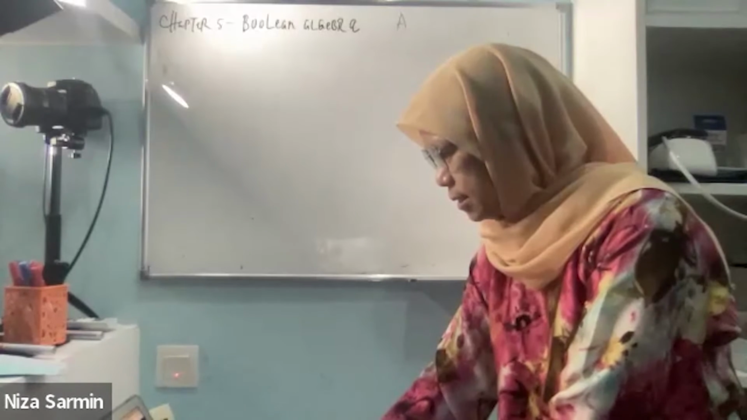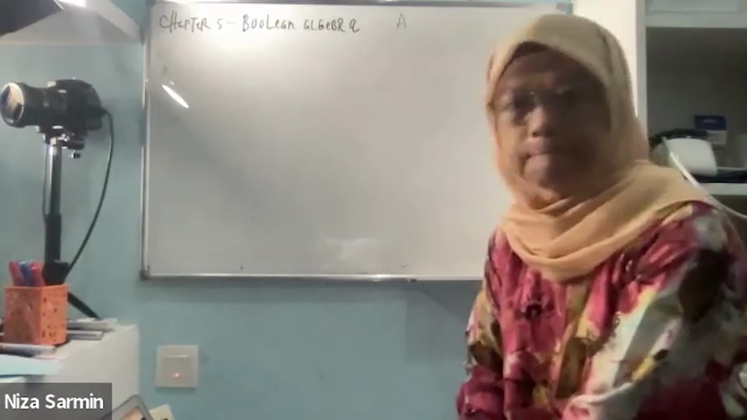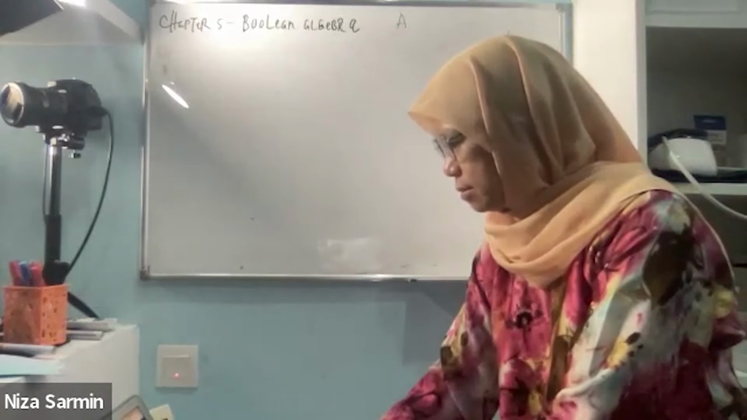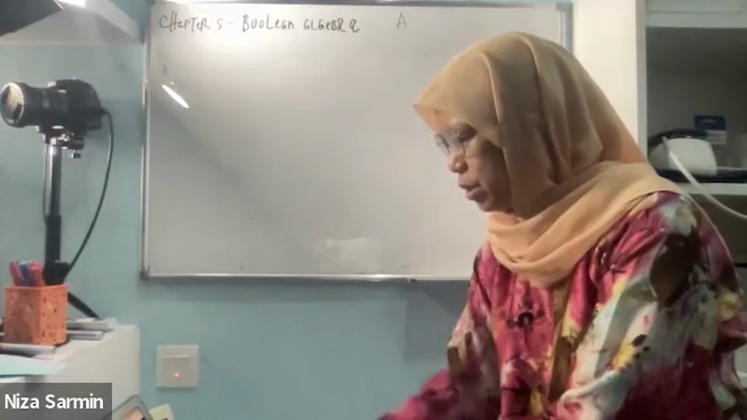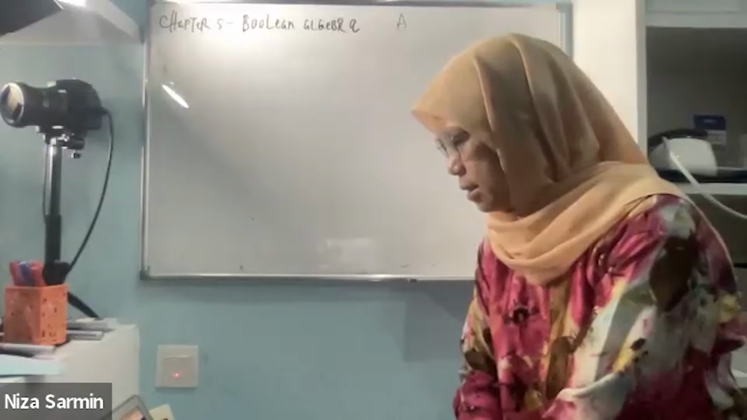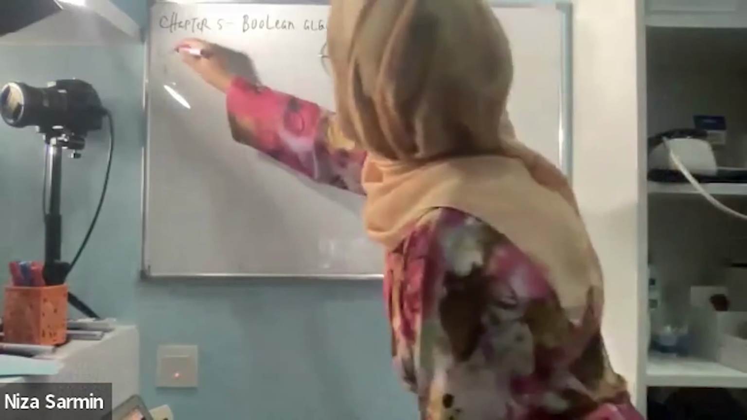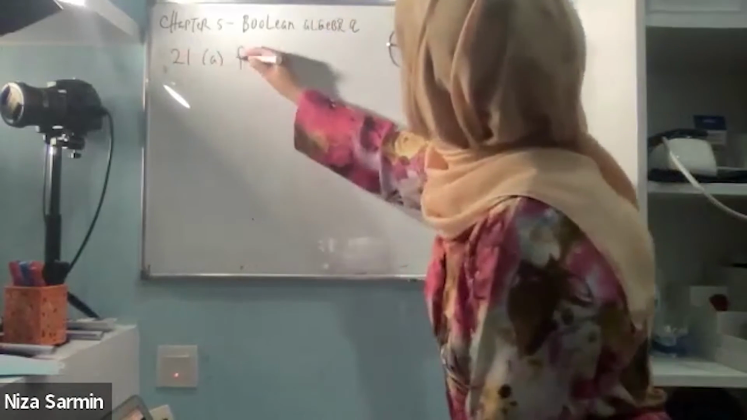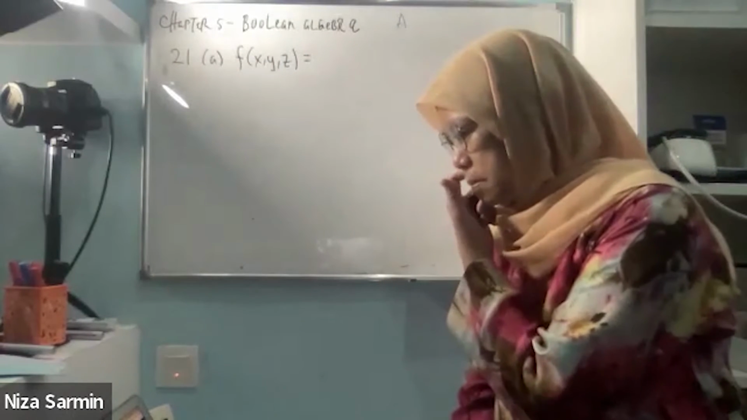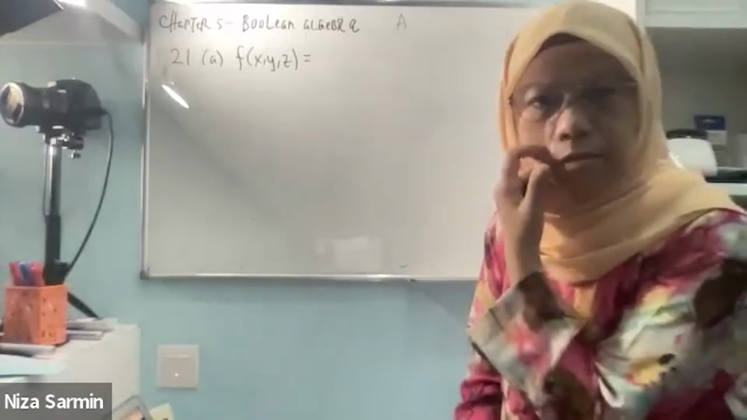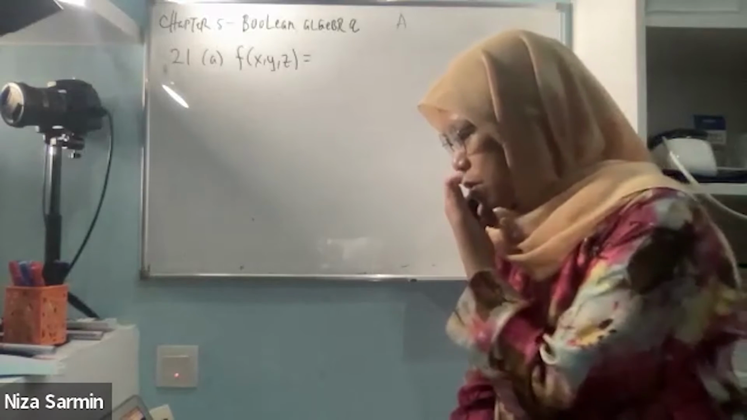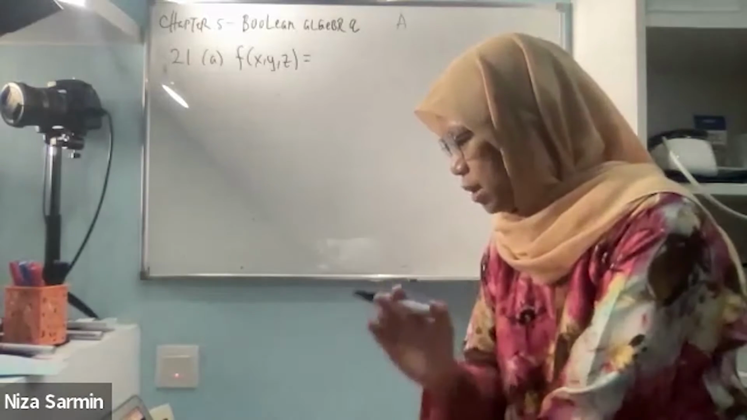Number 21. Number 21. Okay, I will not write the question. You can refer to the question in your notes, but we will write out the answer, yeah? F of X, Y, Z equal, okay. The first one is 0. So you just choose 1, 2.